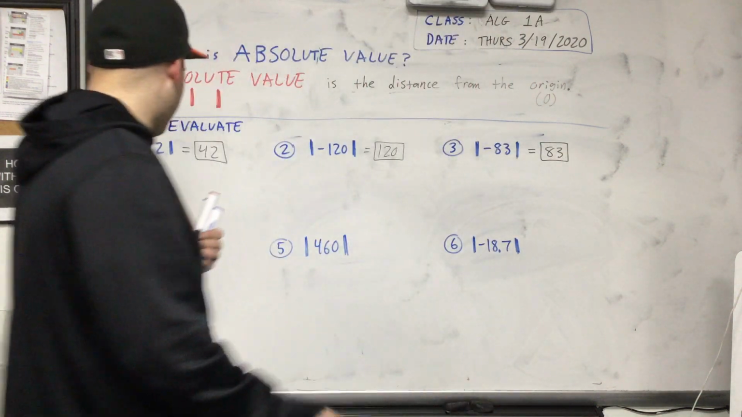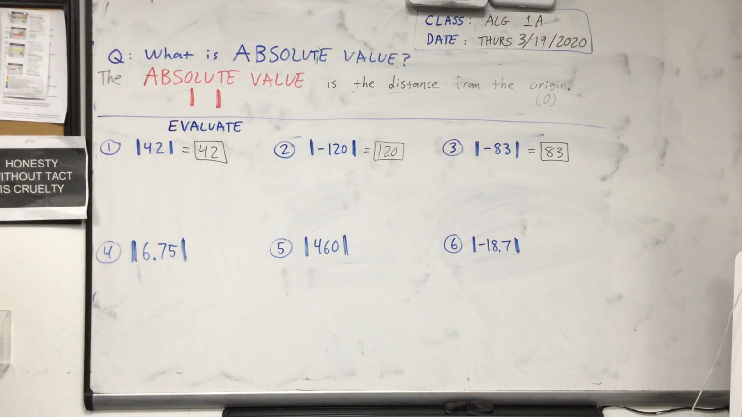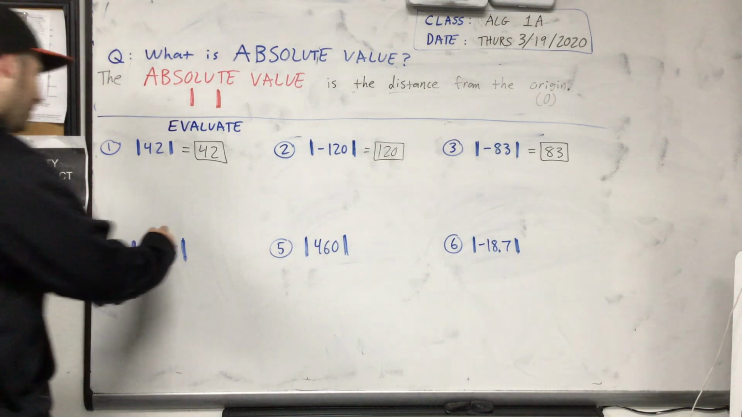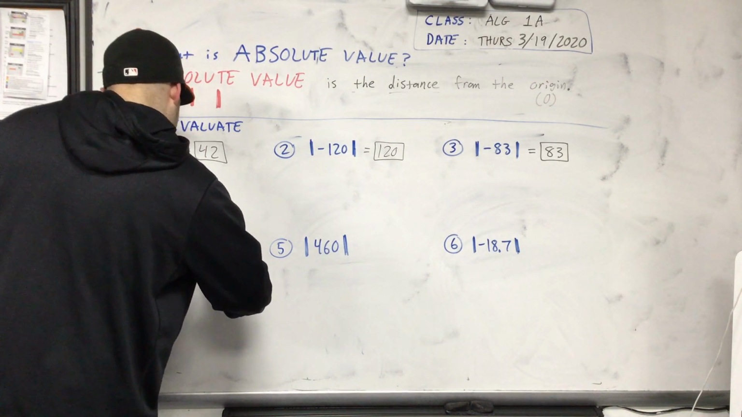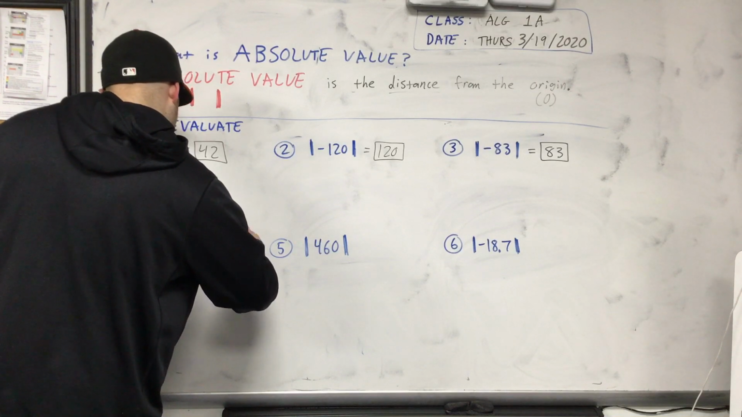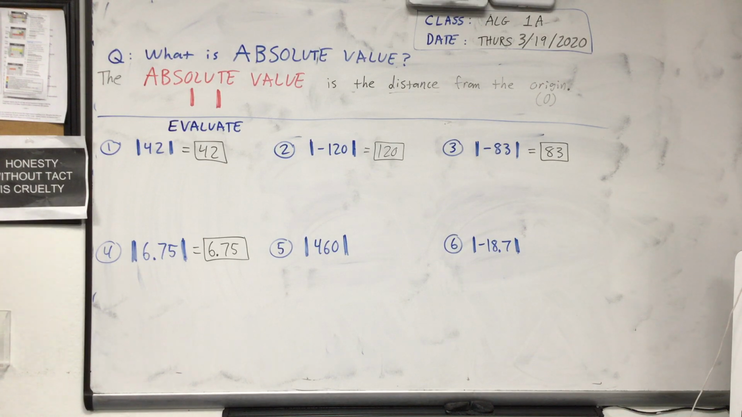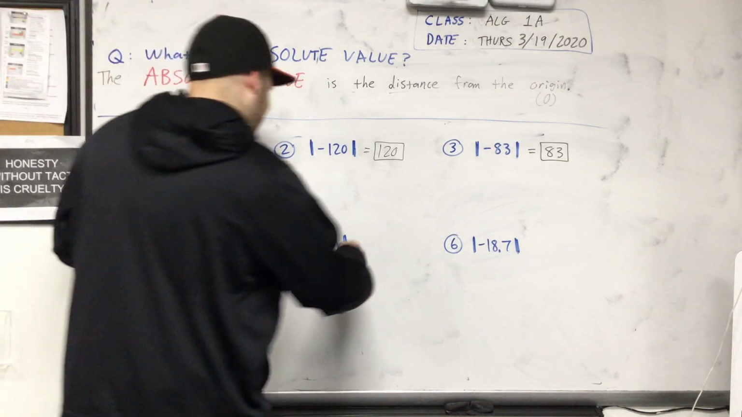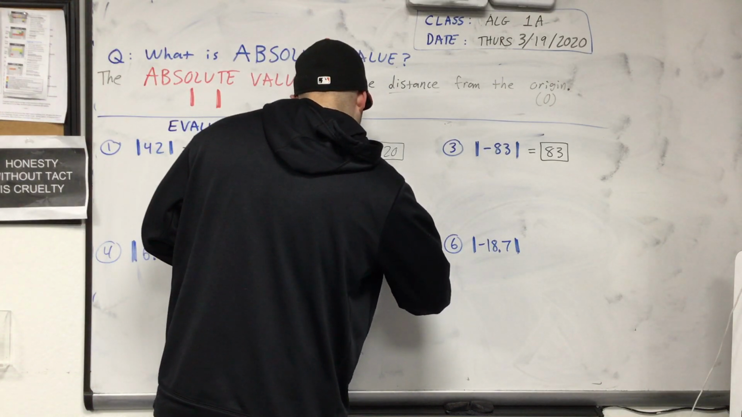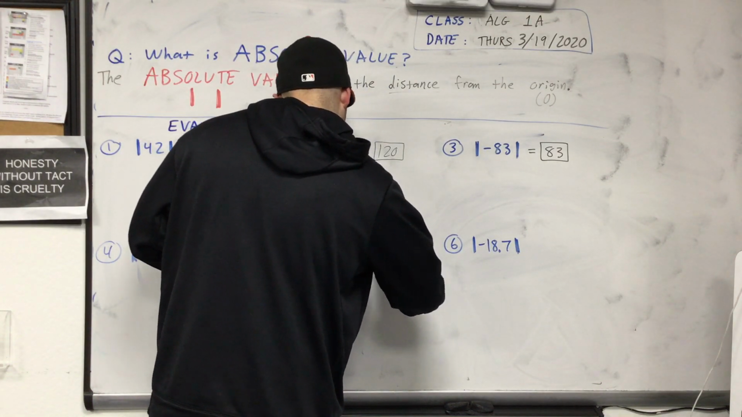Okay. Number 4, the absolute value of 6.75 is still 6.75. The absolute value of 460 is still 460.